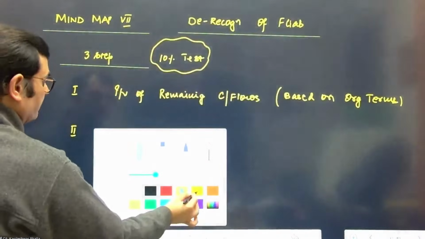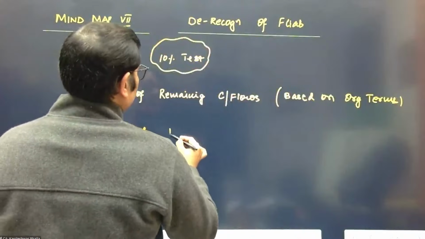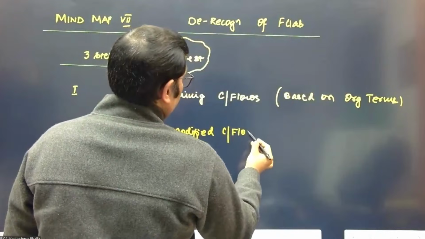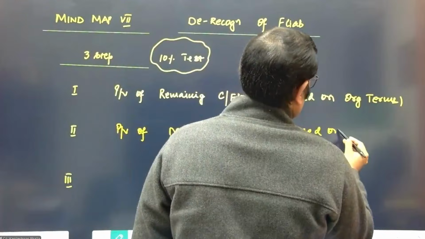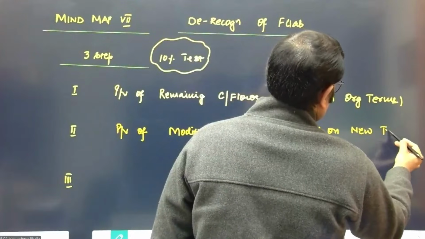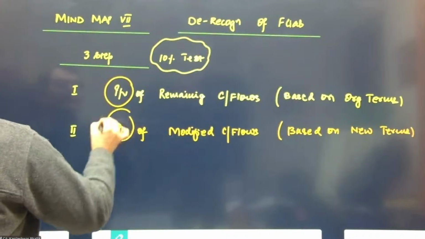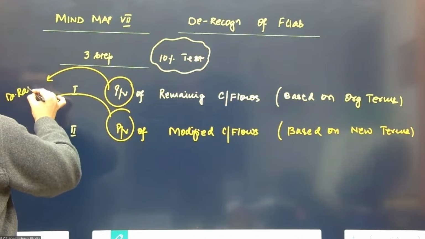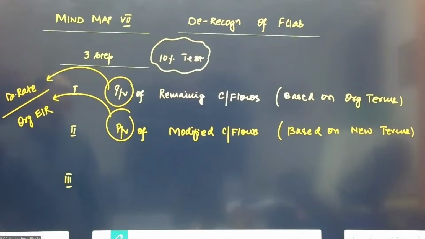And in the second step, you need to calculate the present value of the modified cash flows, which is based on the new terms. And in both cases, when you consider a present value, the present value will capture the discount rate, which is the original EIR. The discount rate to be captured in both the cases is the original EIR rate itself.